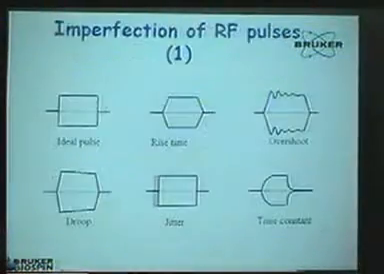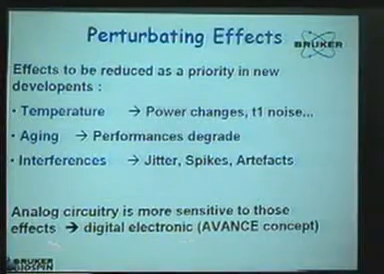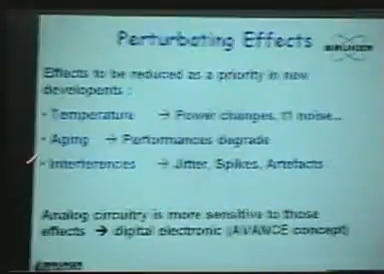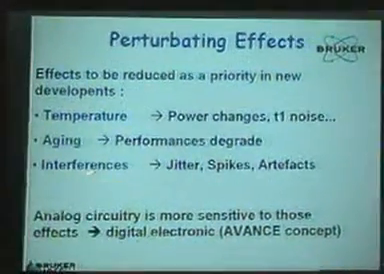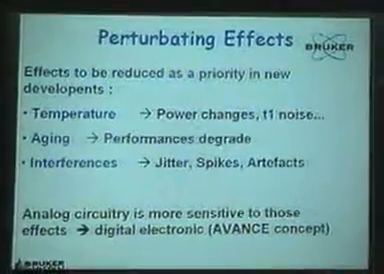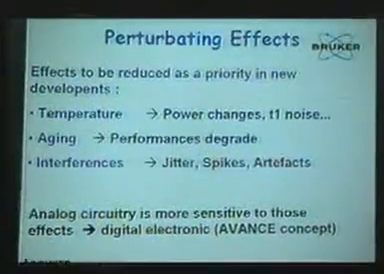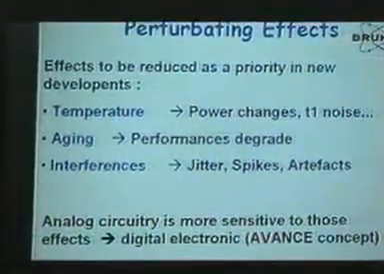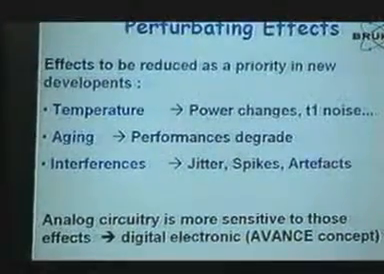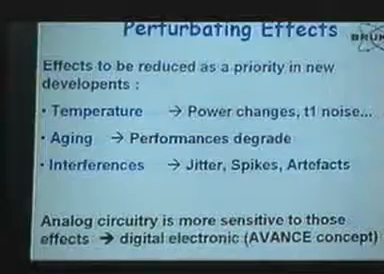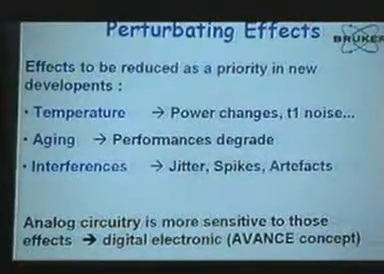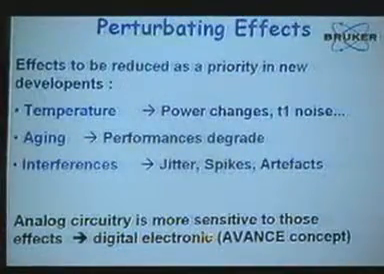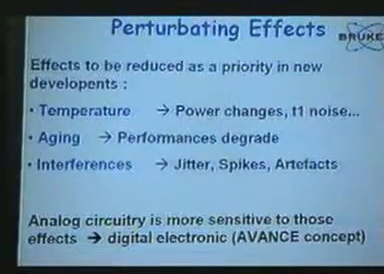Next. No, just one thing. Just one sentence here that has to be remembered: those problems, temperature, aging, interferences, we found out that they were coming more from analog circuitry than from digital circuitry. So as time went on, we tried as much as possible to change our consoles, our spectrometers, to put in more digital electronics and less analog electronics. And this is how we came to the digital electronics concept, which is the concept of the advanced spectrometers.